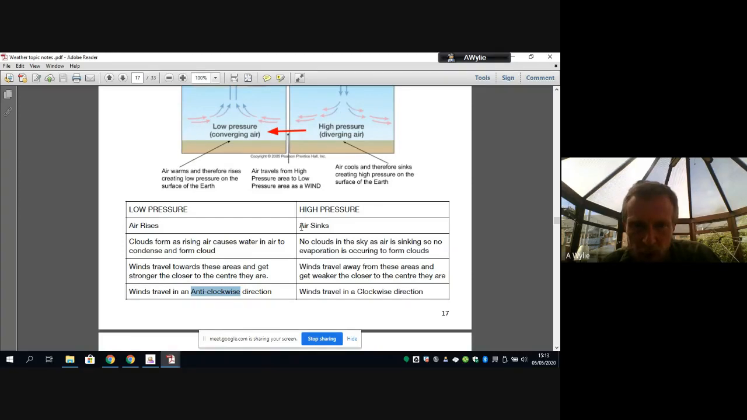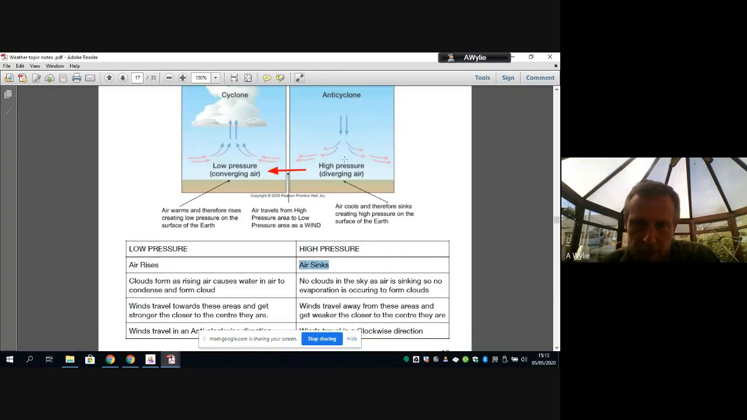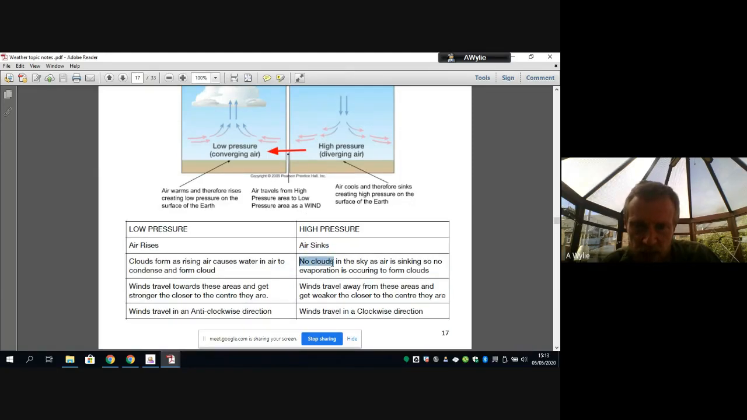High pressure, opposite. Your air is sinking. It's coming down. We can see that in the diagram up here. We don't have any clouds, and the reason for that is because the air is coming down, the moisture in the air is sinking rather than rising, and therefore clouds can't form. That's why when you look out your window, you're probably not seeing much in the way of clouds, because we've got high pressure right now.